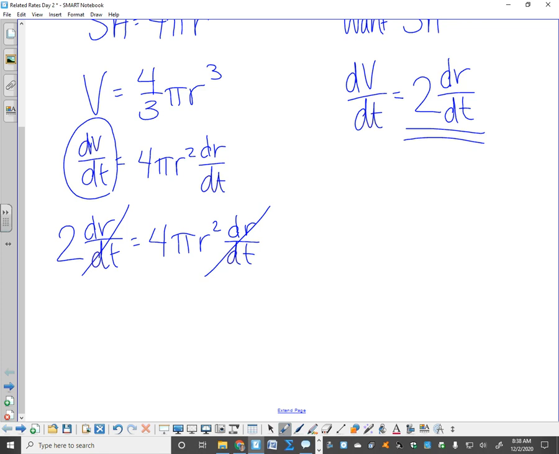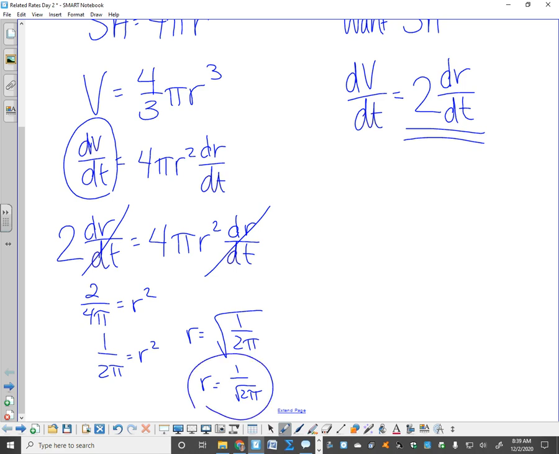So I'm going to divide by 4 pi, so 2 over 4 pi, which is 1 over 2 pi. So r equals the square root of 1 over 2 pi. Well, the square root of 1 is 1, so I could write this as that. So now I know r. I never found dr/dt, and I never found what dV/dt is, but I know r.